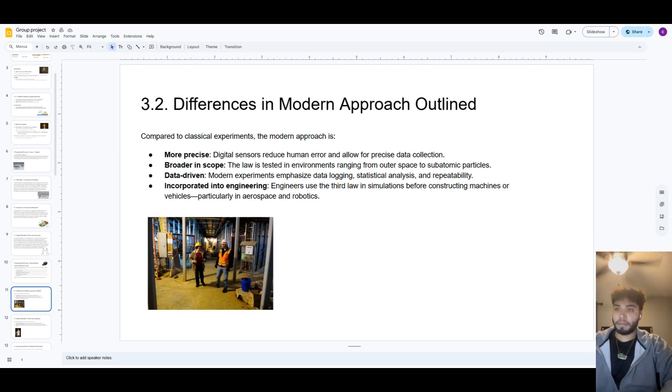Differences in modern approach outline. Compared to classical experiments, the modern approach is more precise. Digital sensors reduce human error and allow for precise data collection. Broader in scope, the law is tested in environments ranging from outer space to subatomic particles. Data-driven, modern experiments emphasize data logging, statistical analysis, and repeatability. Incorporated into engineering, engineers use the third law in simulations before constructing machines or vehicles, particularly in aerospace and robotics.